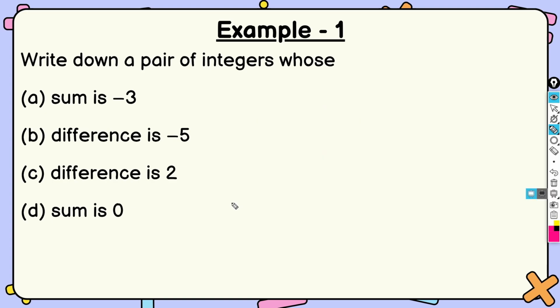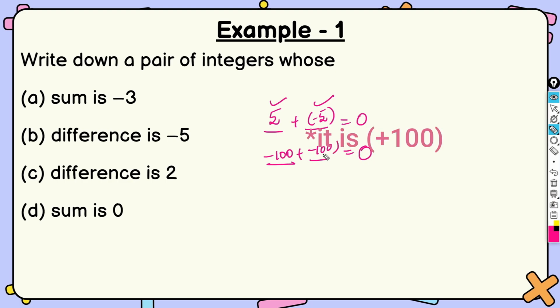Write down a pair of integers whose sum is 0. The sum should be 0. If you write 5, 5 plus minus 5 is equal to 0. 5 and minus 5 are a pair of integers. Similarly, you take minus 100 plus blank equal to 0. This is nothing but 100. Similarly, 0 plus 0 is also equal to 0. If you could think of any numbers for these A, B, C, D problems, please write down in the comments.